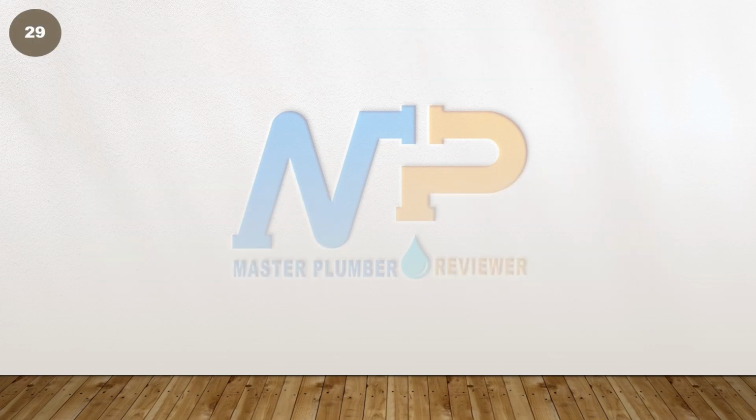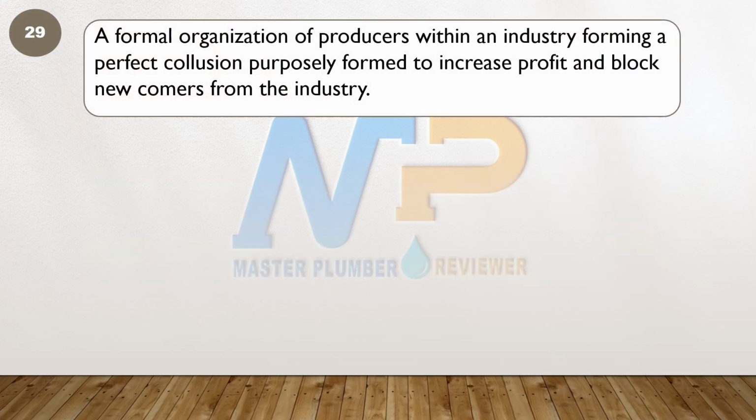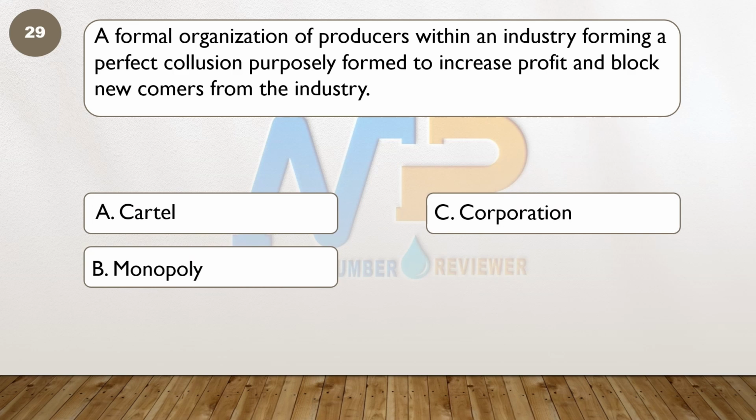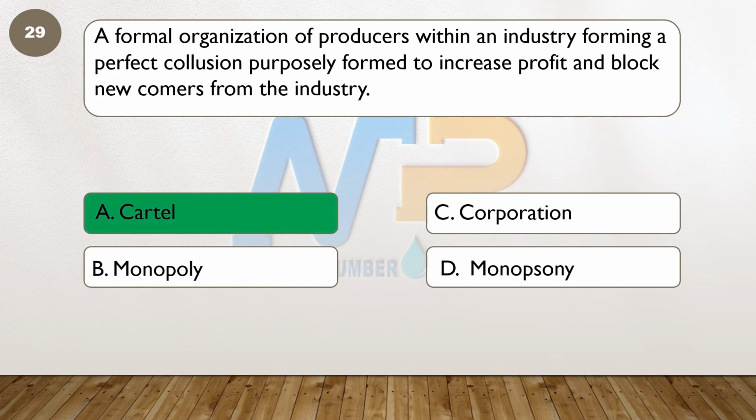Number 29. A formal organization of producers within an industry forming a perfect collusion purposely formed to increase profit and block newcomers from the industry. A. Cartel. B. Monopoly. C. Corporation. D. Monopsony. The answer. It's A. Cartel.